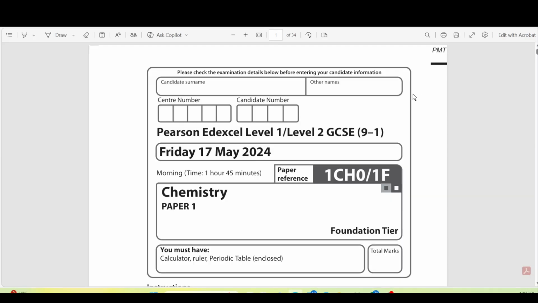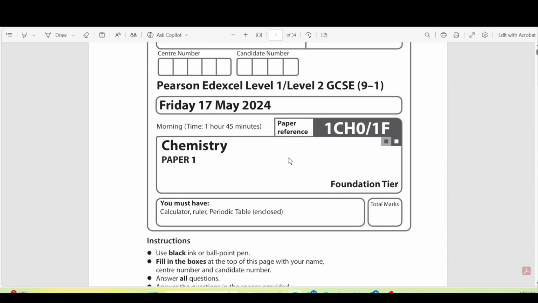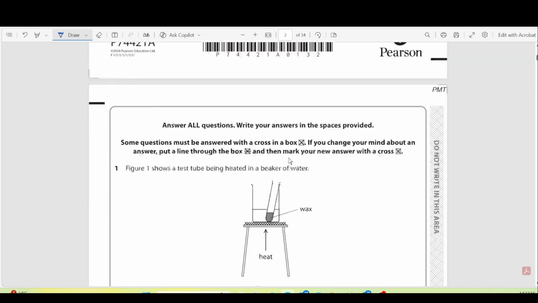Hello everyone. Today we are going to solve this Edexcel chemistry paper foundation, which is from 2024. So let's start with our questions.